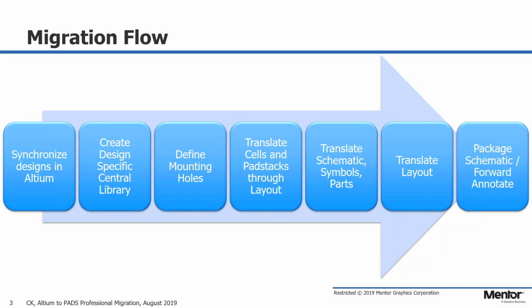make sure that all of the data there is correct. And the last and the most important step of any translation is we want to package and forward annotate. So we can pull in our layout data and we can pull in our schematic data, and that's really good to have in PADS Professional, but if it's not packaging and not forward annotating correctly, it's not 100% useful information. So we want to make sure that our data is correct and we have all of the right information in our schematic and layout tool. So this is a very important step, the packaging and forward annotation.